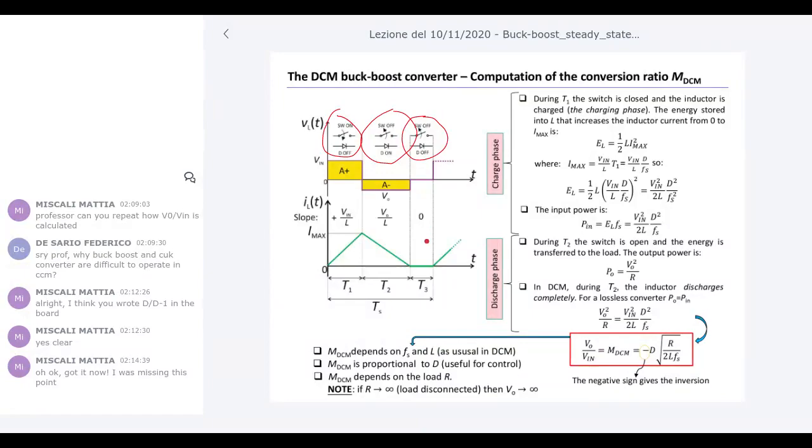In that situation, what happens? Let me again share the whiteboard in order to derive the conversion ratio in DCM.